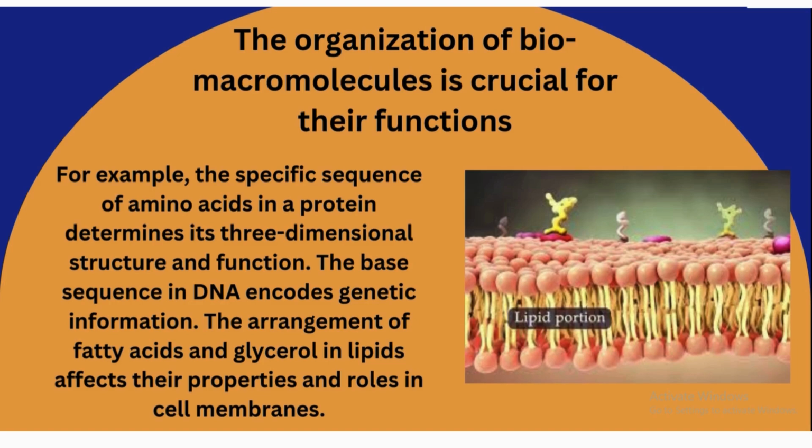So now we have discussed that the organization of the biomacromolecule is crucial for their function. For example, the specific sequence of amino acids in a protein determines its 3D structure and functions. The base sequence in DNA encodes genetic information. The arrangement of fatty acids and glycerol in lipids affects their properties and role in the cell membrane. The organization is most complex in the human body, and a little difference in organization can lead to different disorders or diseases. So these are all about the four biomacromolecules on the basis of their organization, monomers and functions. Thank you so much.